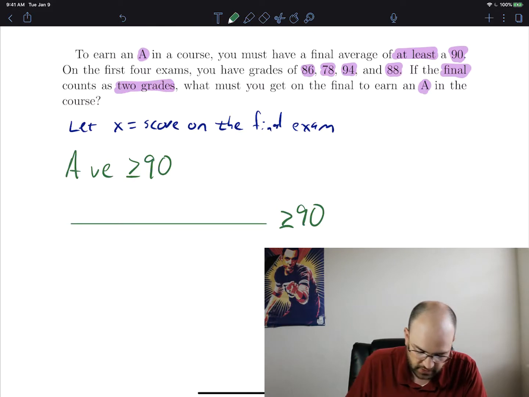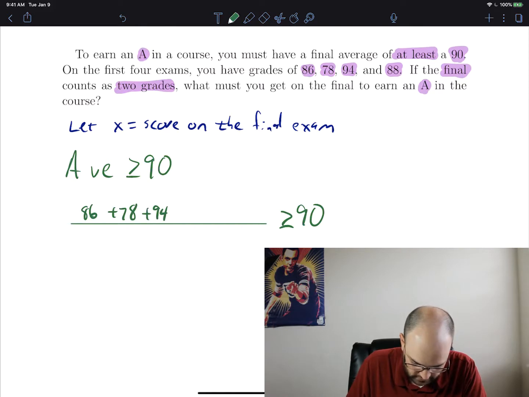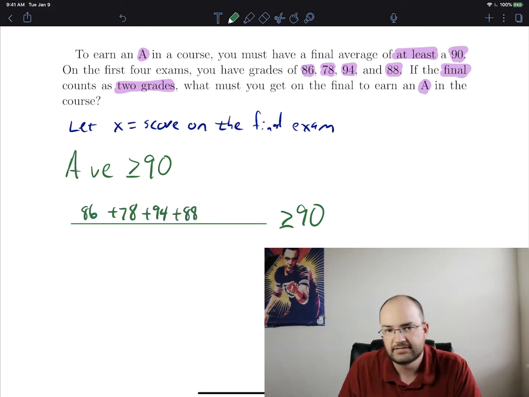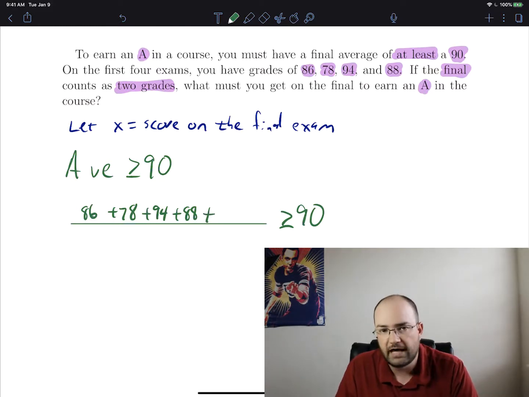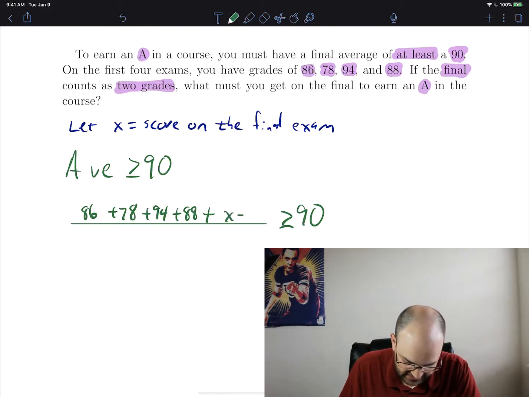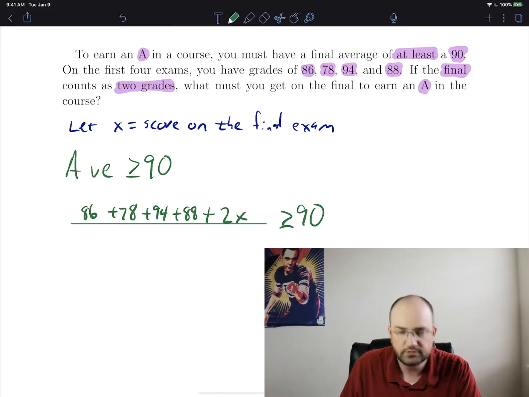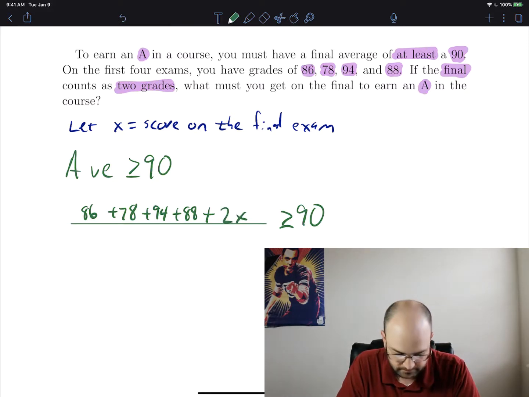And the exam scores are 86, 78, 94, and 88. But we also need the final. But remember that the final counts as 2 exams. So technically it's plus x, but we don't want to do that. Instead, let's do just plus 2x.